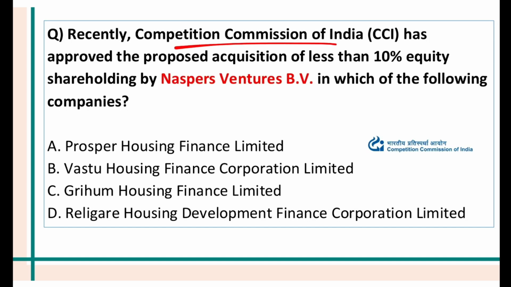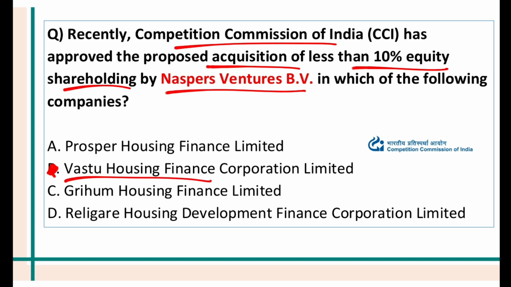Competition Commission of India has approved the acquisition of less than 10% equity shareholding by Naspers Ventures BV in which company? Naspers Ventures is a venture capital company, an investment company, and it is acquiring less than 10% equity shareholding. This will be done in Vastu Housing Finance Corporation Limited. It's a housing finance company. And it gives loans for constructing houses, for buying houses. It's a proper housing finance company, right? And around 10% equity has been acquired in this company by Naspers Ventures.